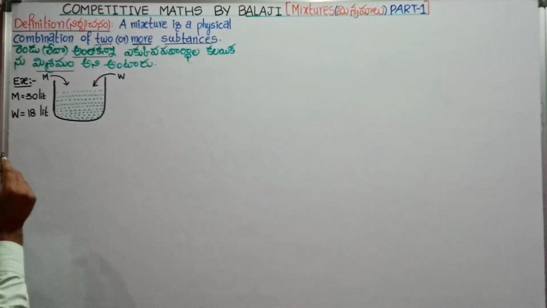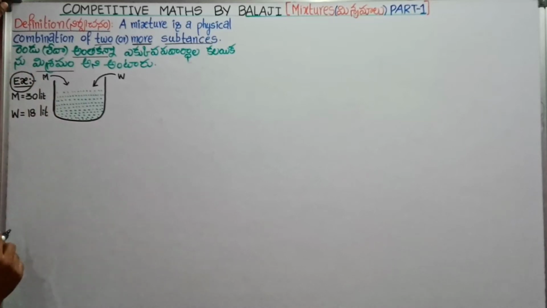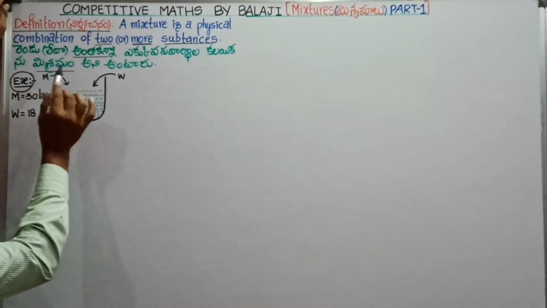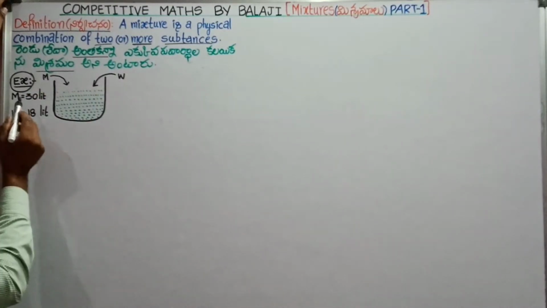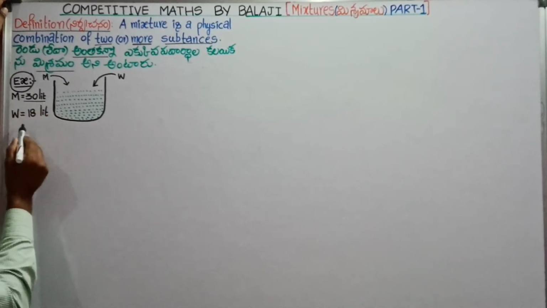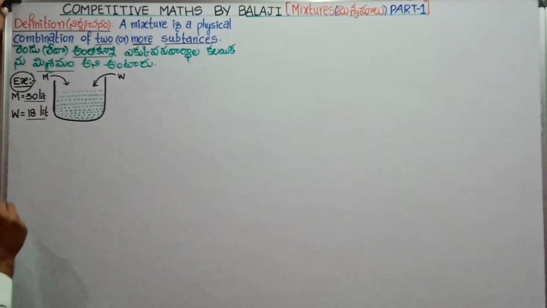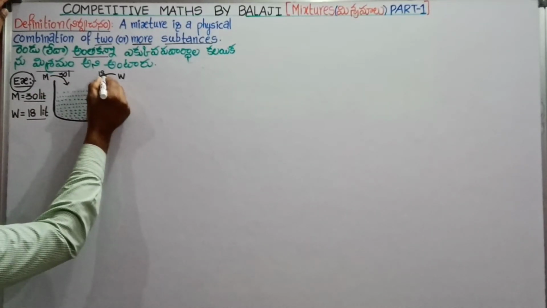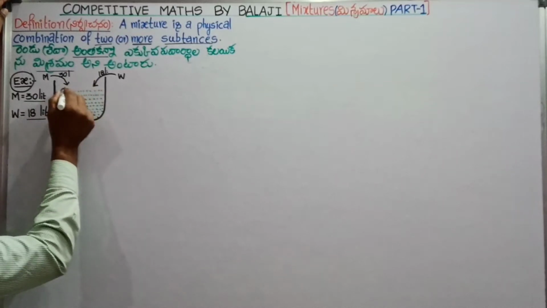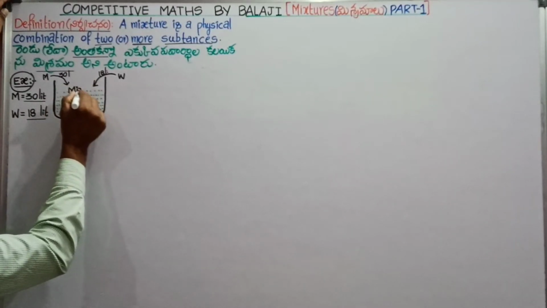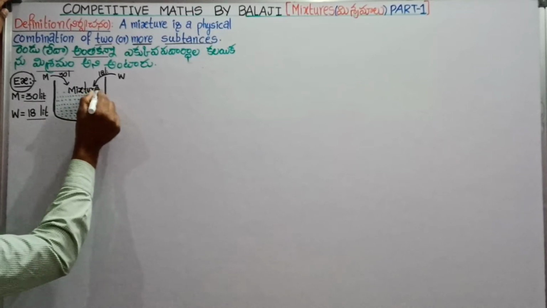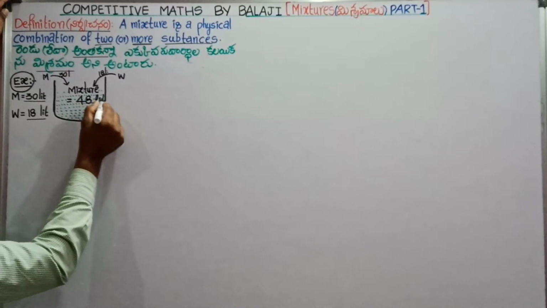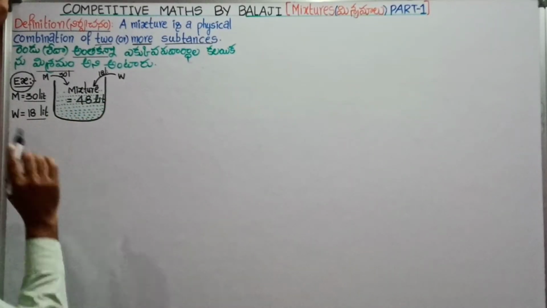Let us take one example. Suppose we have a vessel of mixture of milk and water. Suppose milk quantity is 30 liters and water quantity is 18 liters. So 30 liters of milk and 18 liters of water are mixed to get the mixture. So the mixture is of quantity 48 liters, or the volume of the mixture is 48 liters.